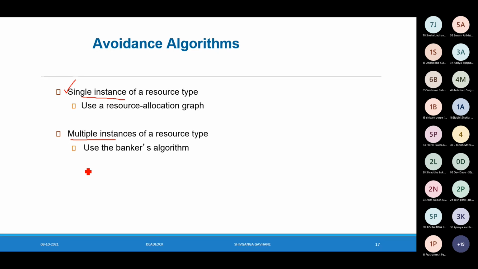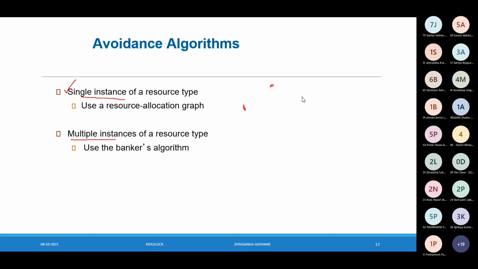While avoiding the deadlock, we will have two types of methods to avoid the deadlock. The first method is for when we have a single instance of each type of resource in the machine. At that time, we can use the resource allocation graph. We have already seen what a resource allocation graph is. A resource allocation graph is a graph. We know what a graph is. A graph is nothing but a set of vertices and edges. Vertices means connecting points.